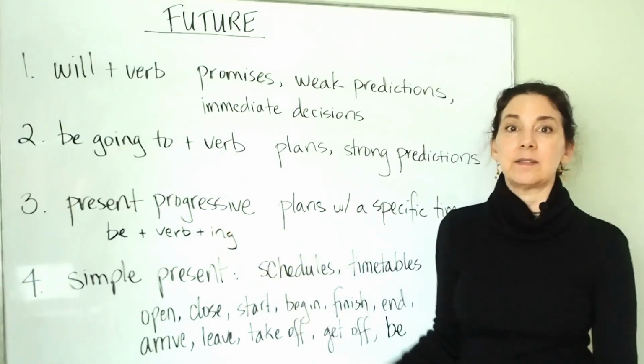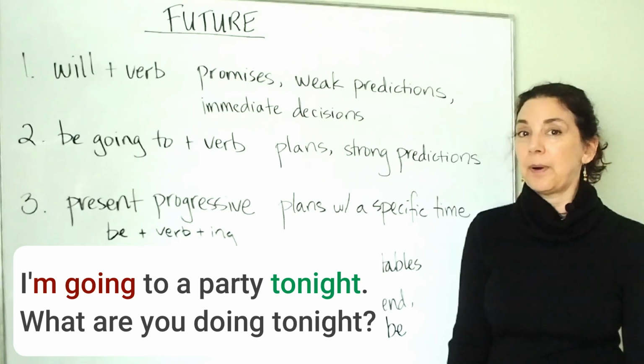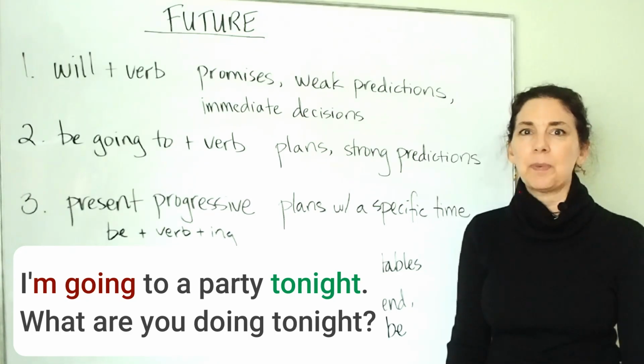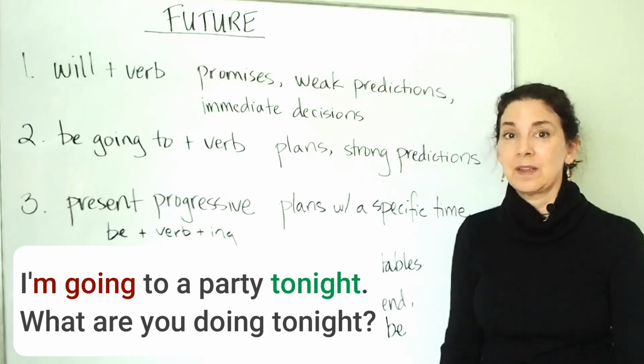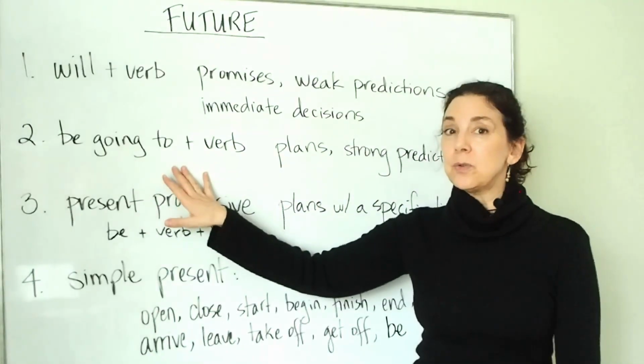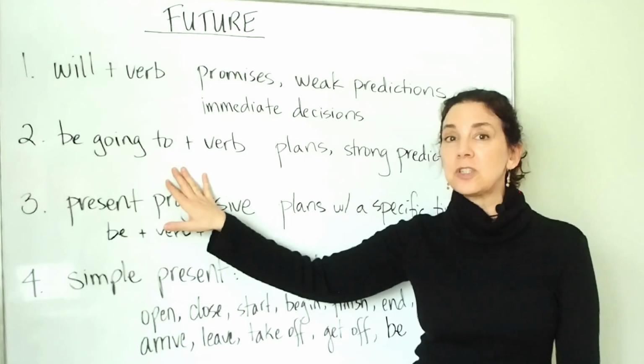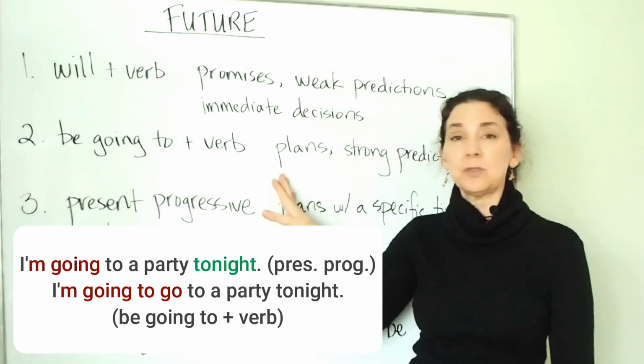That's present progressive. I'm going to a party tonight. What are you doing tonight? Okay, could we use be going to in that situation? We could, because that's also a plan.